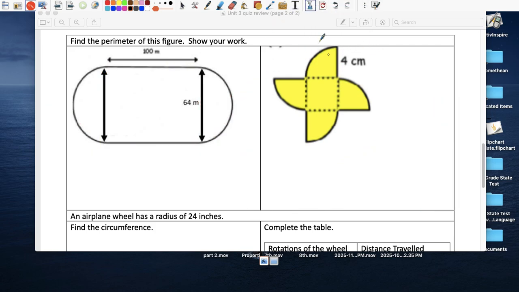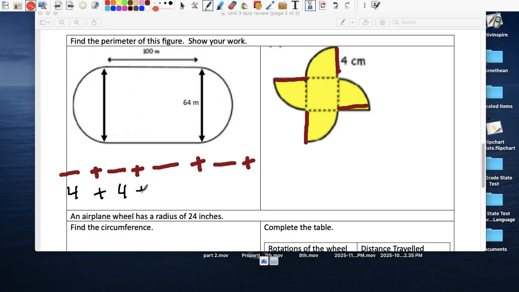All right, this one, let's do the easy part. There's a straight line here which is 4, another one that's 4, another one that's 4, and another one that's 4. So this shape is made up of a straight line plus another straight line plus another straight line plus another straight line, and each of them is 4. So it's 4 plus 4 plus 4 plus 4.